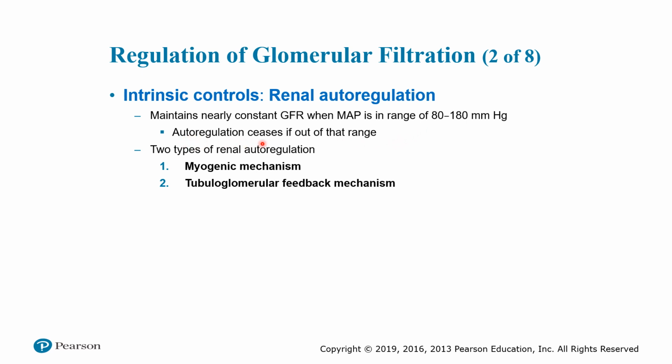Autoregulation ceases if the pressure is out of that range, because then the body wants to stabilize the blood pressure. So the extrinsic controls overcome the intrinsic control. Intrinsic controls don't work if the blood pressure is not in this range, because then the primary goal of the body becomes to maintain the blood pressure before the glomerular flow is maintained. The two types of renal autoregulation mechanisms are the myogenic mechanism and the tubuloglomerular feedback mechanism.